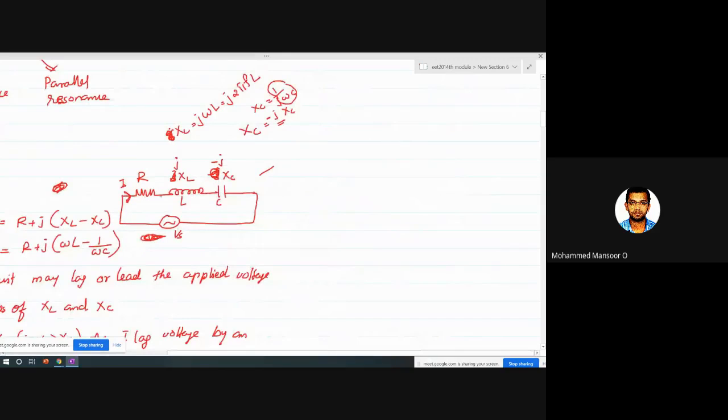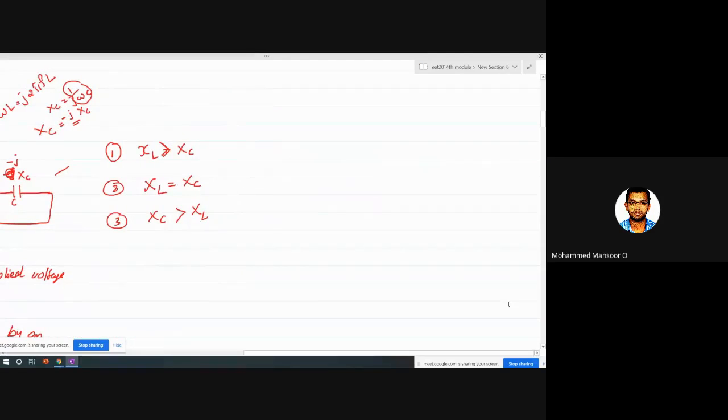Clear. We are considering three cases. One is XL greater than XC. Second case, XL is equal to XC. And third case, XC greater than XL. Please try to draw the phasor diagram corresponding to these three scenarios for this particular circuit.